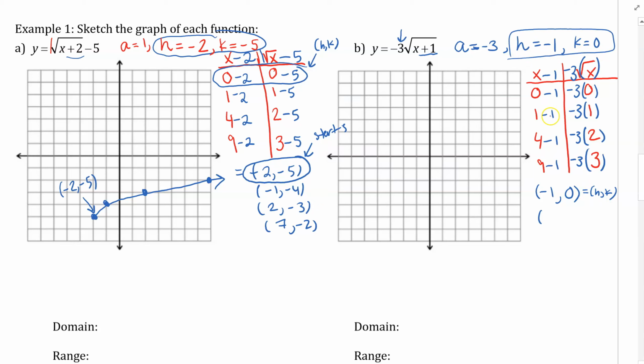And then 0, negative 3, 3, negative 6, and 8, negative 9. Okay, these are my points to plot.